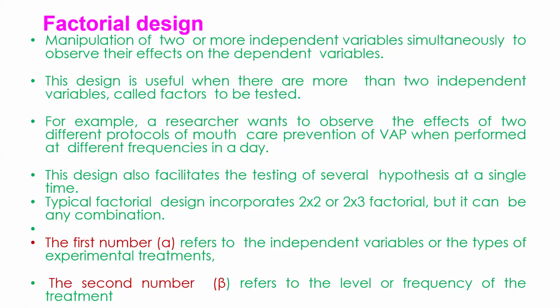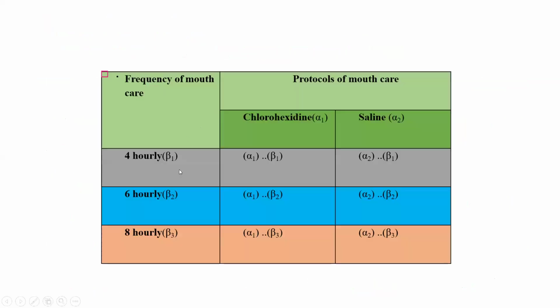So here you just see, every fourth hourly, sixth hourly, and the two protocols, chlorhexidine and saline. So how far fourth hourly, with this combination of drug, and then finally finding out the factors which are influencing whether it is effective or not. Like that, we can even do a factorial design research study.